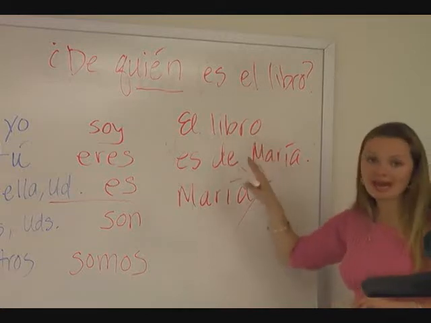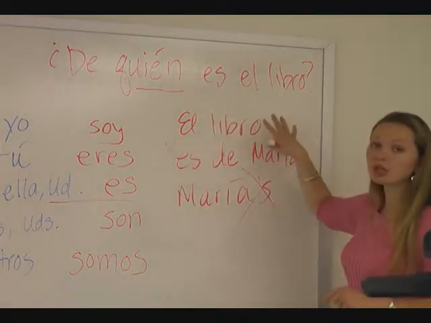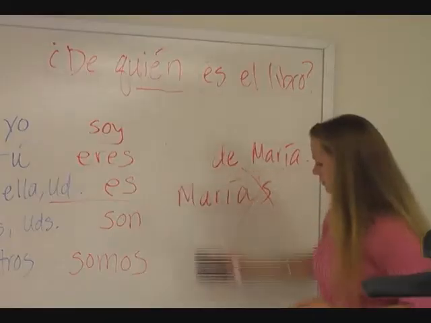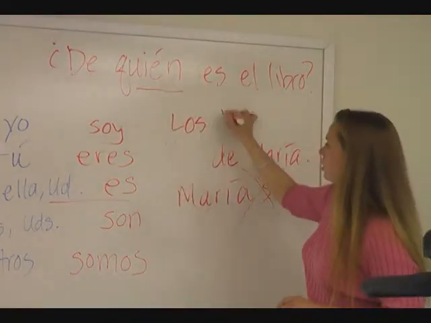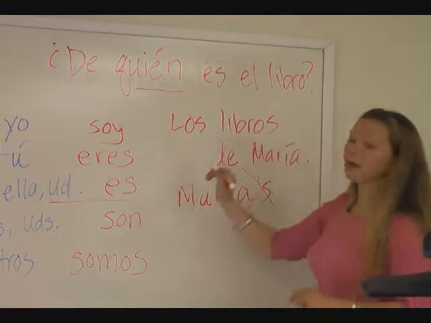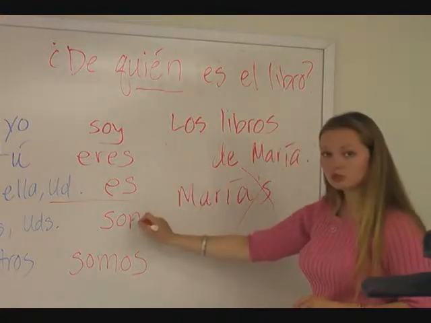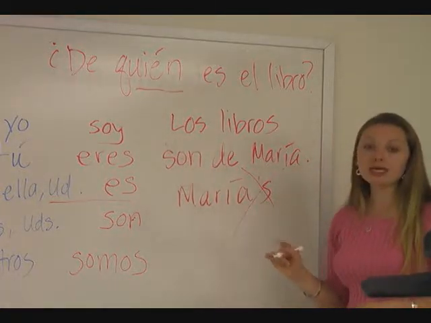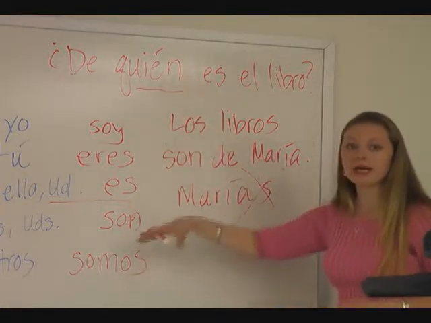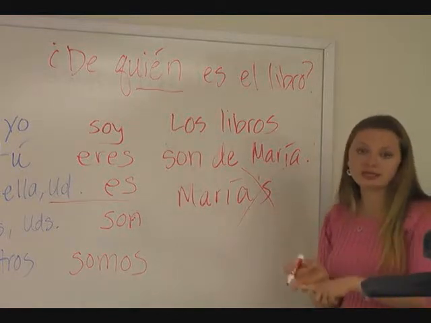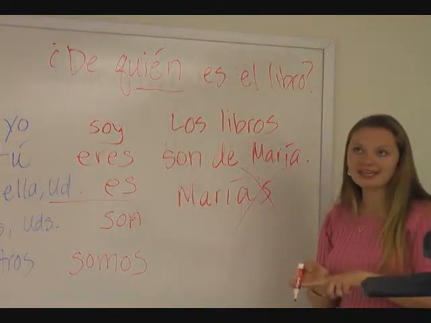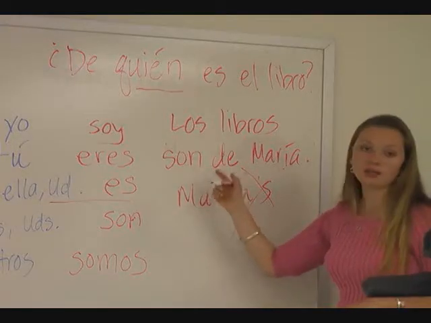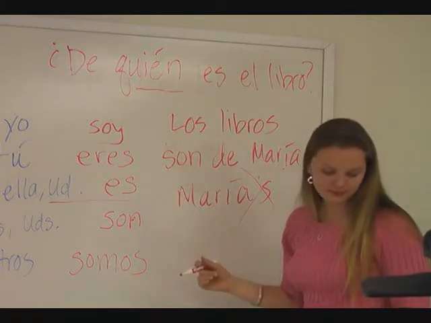Si fuera algo plural, if the subject were plural, por ejemplo, los libros, then the form of the verb would change to the plural form, son de María. So, se usa el verbo ser para describir, identificar, generalizar y también para decir sobre la posesión, possession.